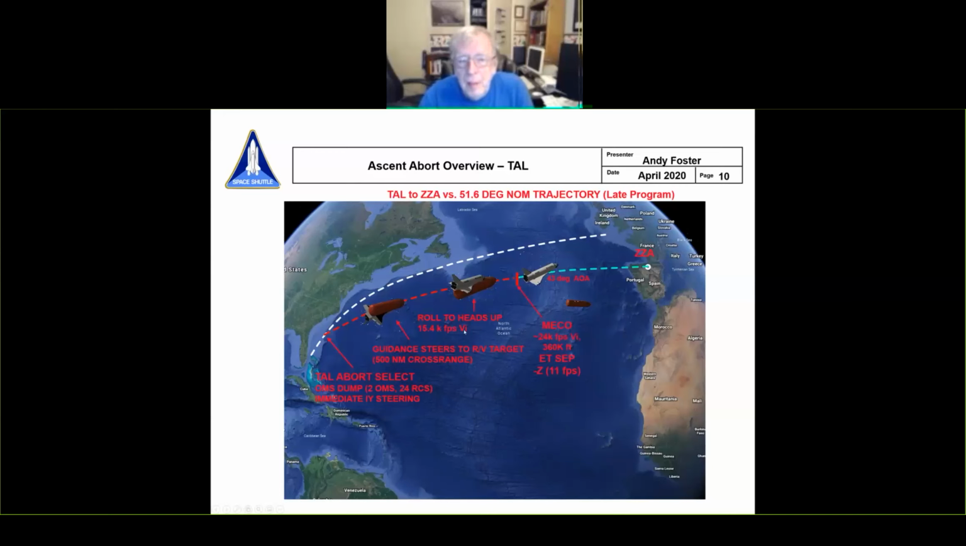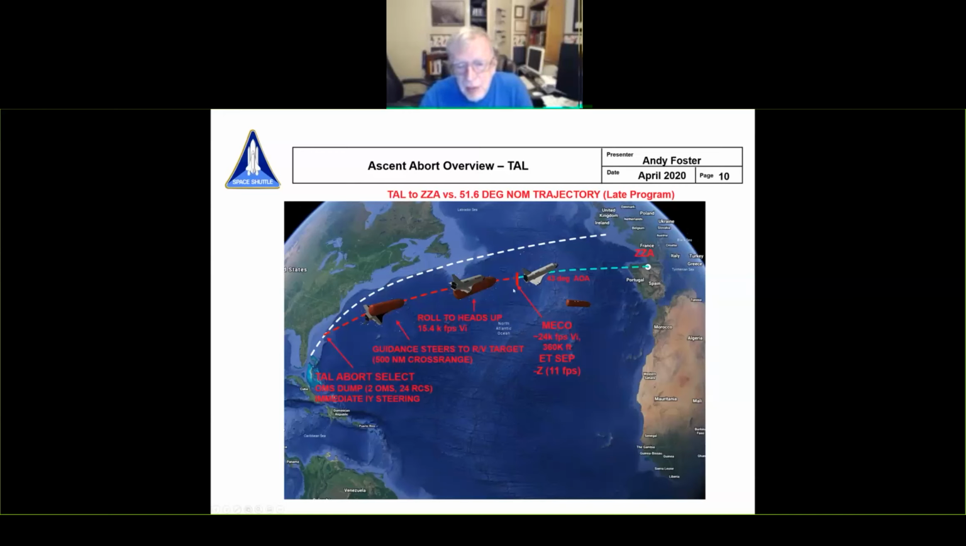So main engine cutoff would be roughly around 24,000 feet per second inertial velocity. When I first started working, the MECO altitude was around 330,000 feet. It got moved up to 360, and that has to do with the tank and wanting to get away from it, which I'll talk about more in a minute.